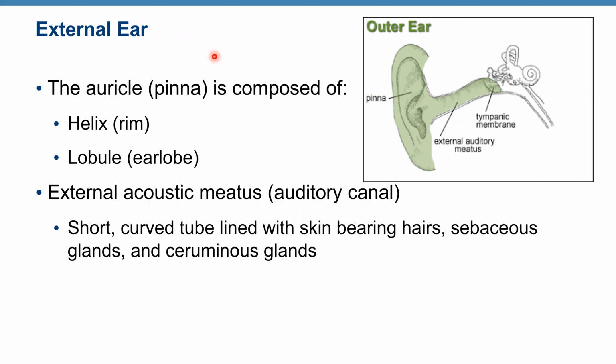So external ear is called pinna, and it's composed of the helix, the rim, and lobule. So that's a lobule. And we have external acoustic meatus or auditory canal. So this part over here shown in green, it's a short, curved tube lined with skin bearing hair, sebaceous glands, and ceruminous glands. Sebaceous are oil glands, ceruminous are wax, W-A-X, glands.